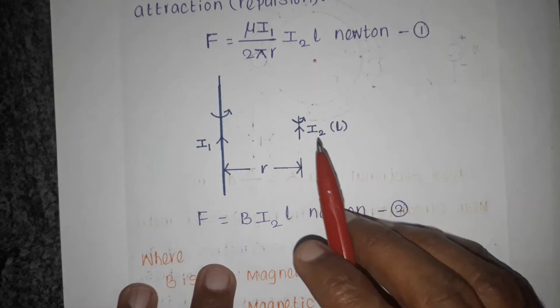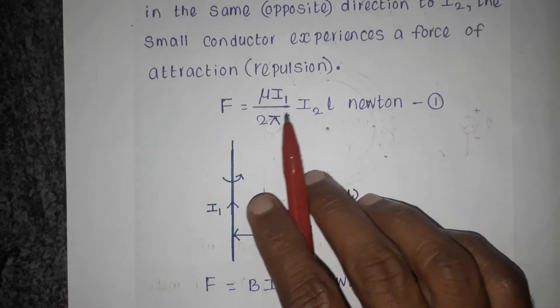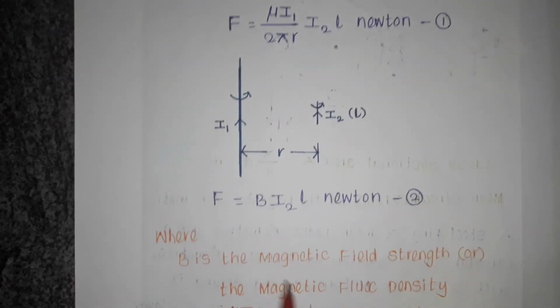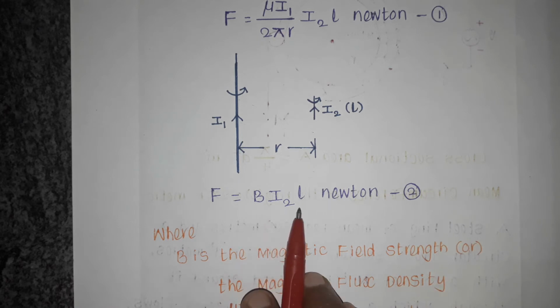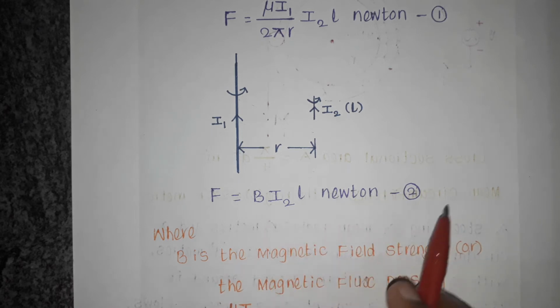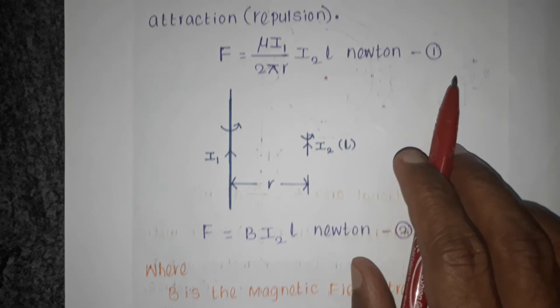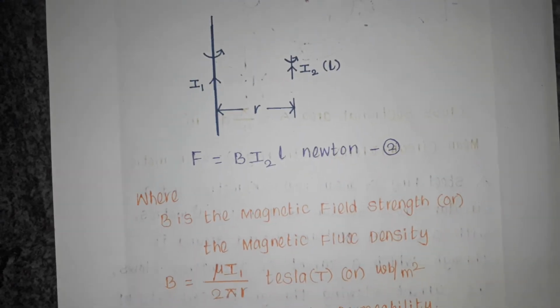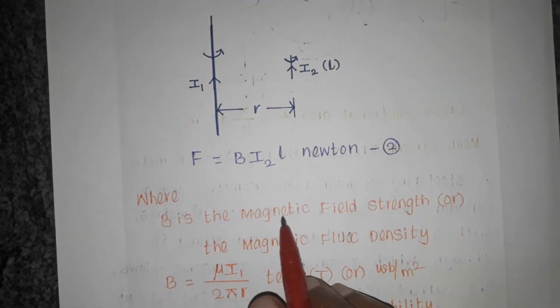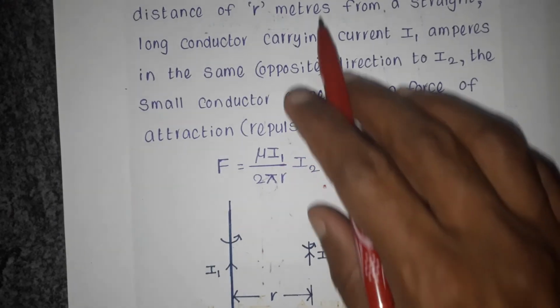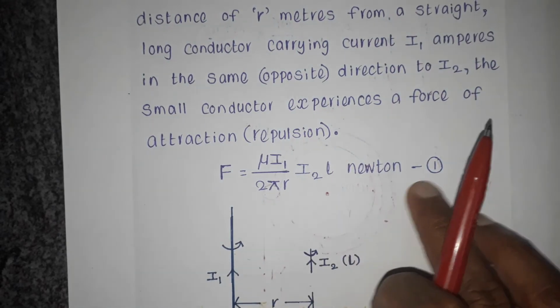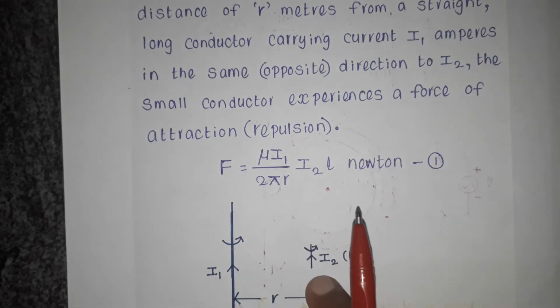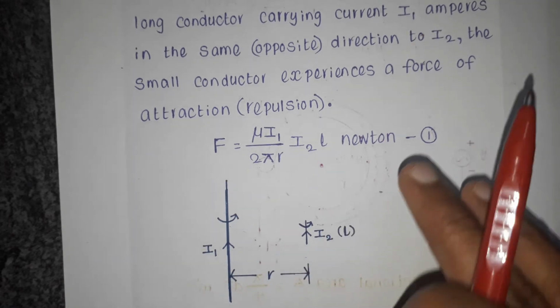Here we can replace mu I1 by 2 pi r as B. So F equal to B I2 L Newton. So this is the second equation and this is the first equation. This is nothing but Ampere's law, where the conductor experiences a force of attraction or repulsion. Up to this point it is Ampere's law.